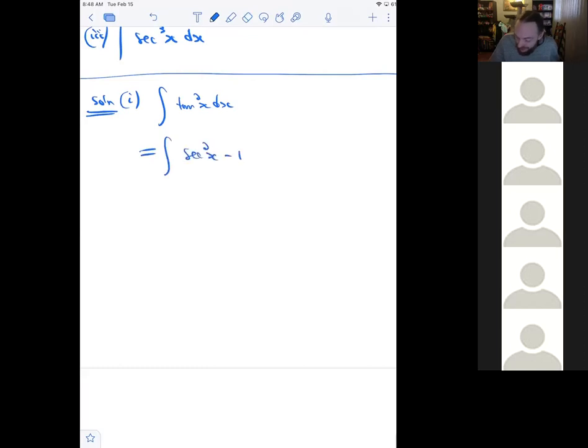So what I would do with this one is turn it into the integral of secant squared x minus 1 dx by the Pythagorean identity. Now this is easy. This is tan x minus x plus c. So it gets better once I know this, because I know the integral of secant squared. I don't know the integral of tan squared.